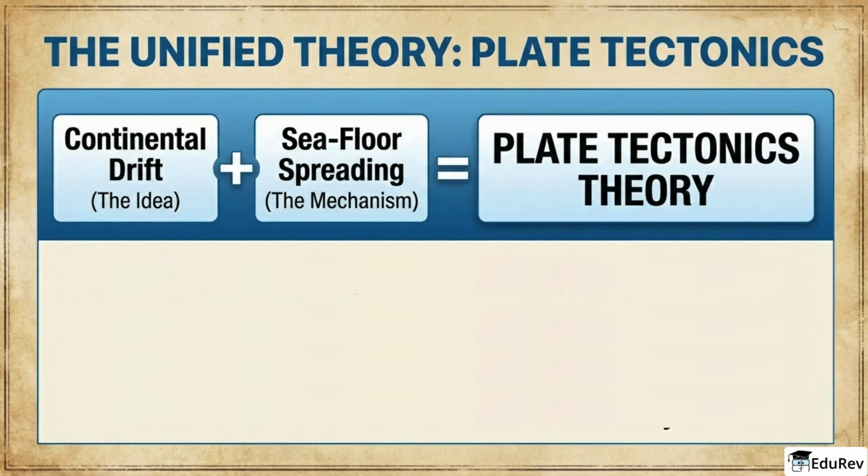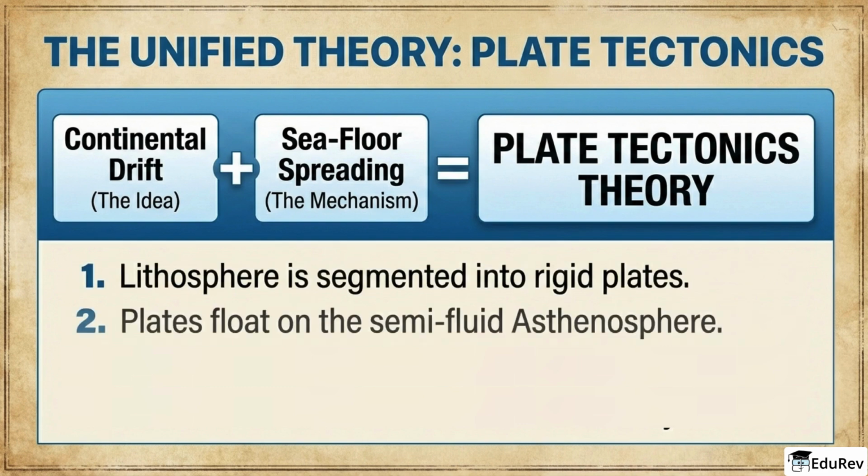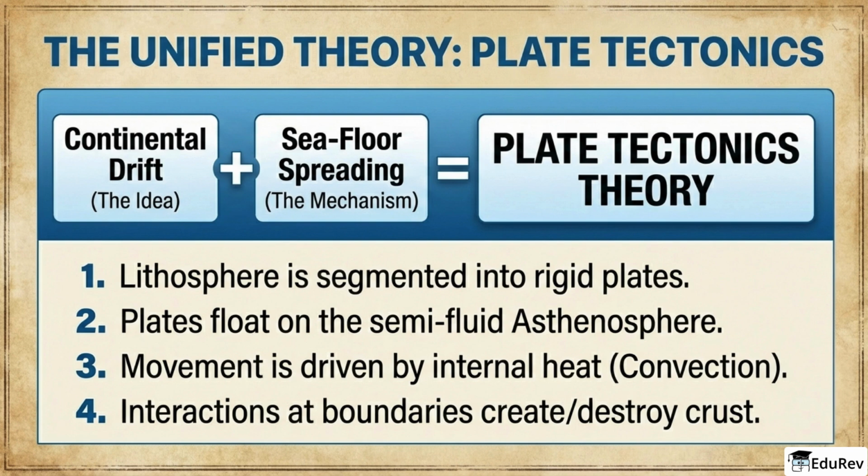Summarize it like this. Lithosphere is segmented into rigid plates. Plates float on the semi-fluid asthenosphere. Movement is driven by internal heat through convection, and interactions at plate boundaries create or destroy crust. Now you're exam ready. Thank you.